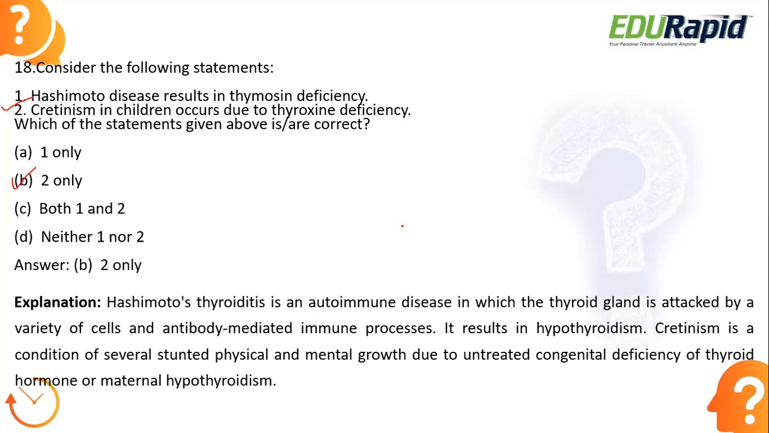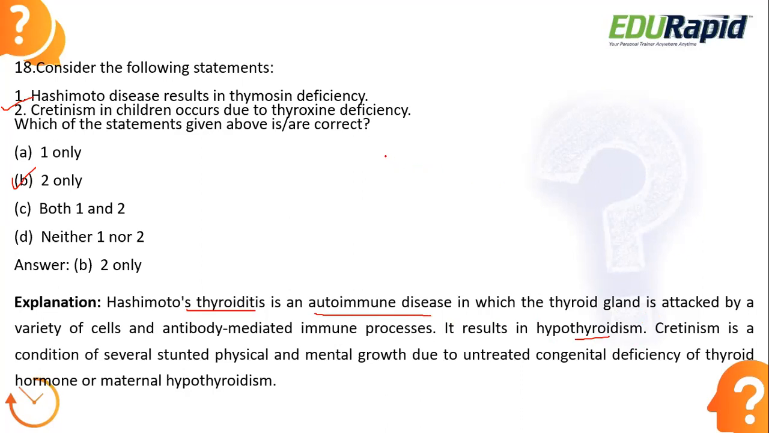Hashimoto thyroiditis is an autoimmune disease where the thyroid gland is attacked by various types of cells and by an antibody-mediated immune process. So it cannot function normally. It cannot synthesize the hormone. Clear? So it finally results in hypothyroidism. The thyroid cannot synthesize thyroid hormone, so there is a lack of secretion of thyroid hormone in this condition.